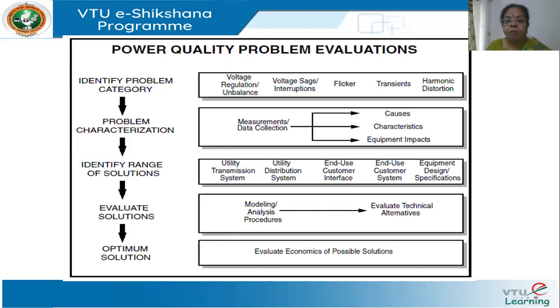And then I have to talk of the equipment impact. So this fault, this disturbance is causing a maloperation of a relay. This disturbance is causing the failure of my electronic equipment. These are all observations, right? So that is the second step, the issue of characterization of the problem.